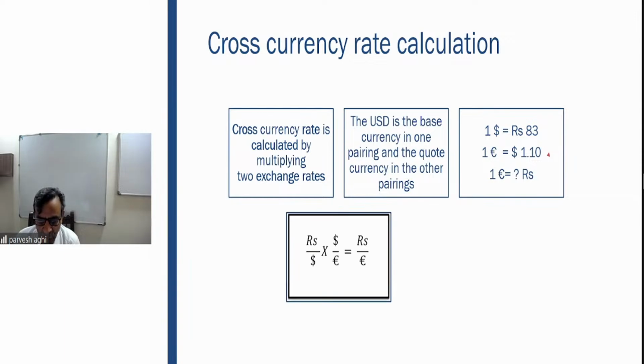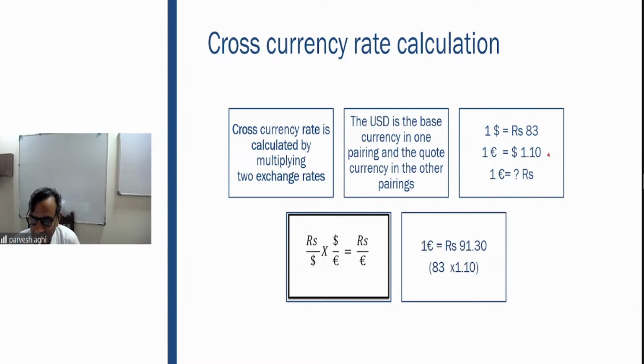So let's understand that. You will put the currencies in this order. First quote is the rupee dollar quote, so rupee upon dollar. The second quote is the dollar euro quote. So the dollar cancels out, and you get the rupee euro quote, which means 1 euro is equal to how many rupees. So we can simply multiply them and calculate the rate of 1 euro. Is that okay? Have you followed that?